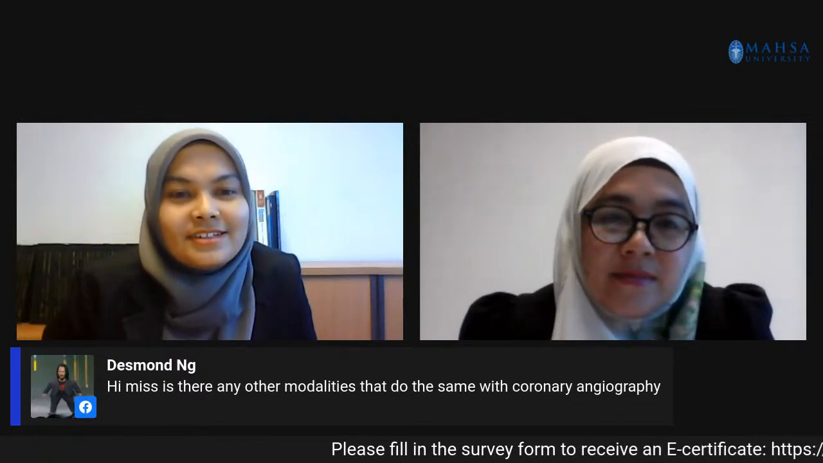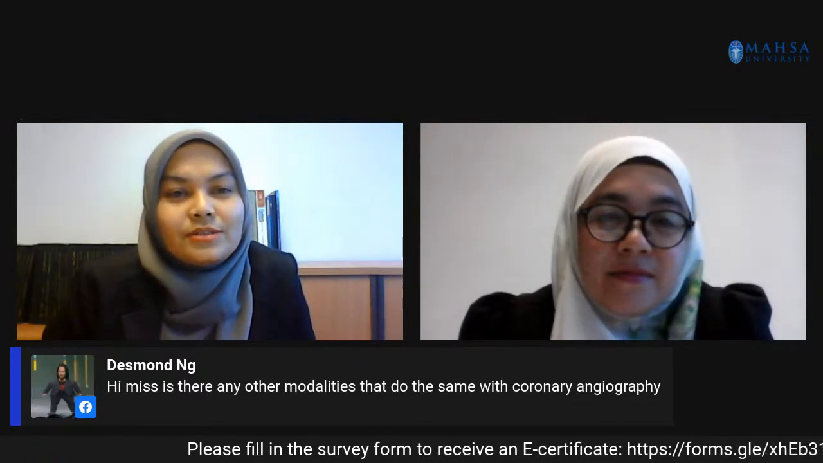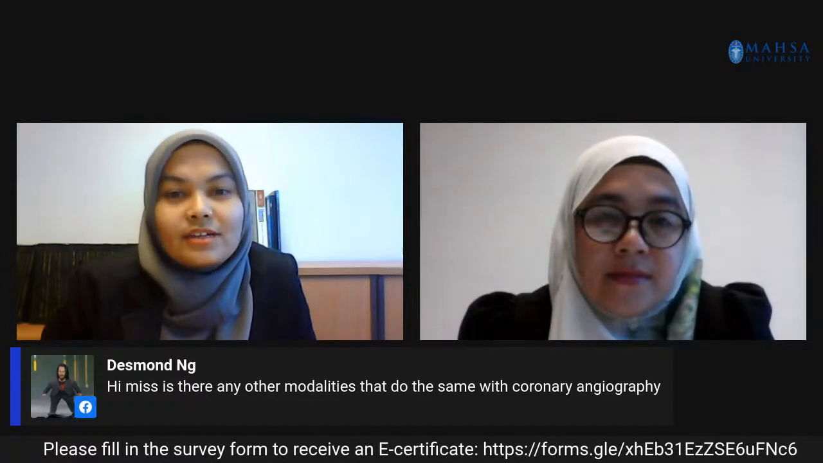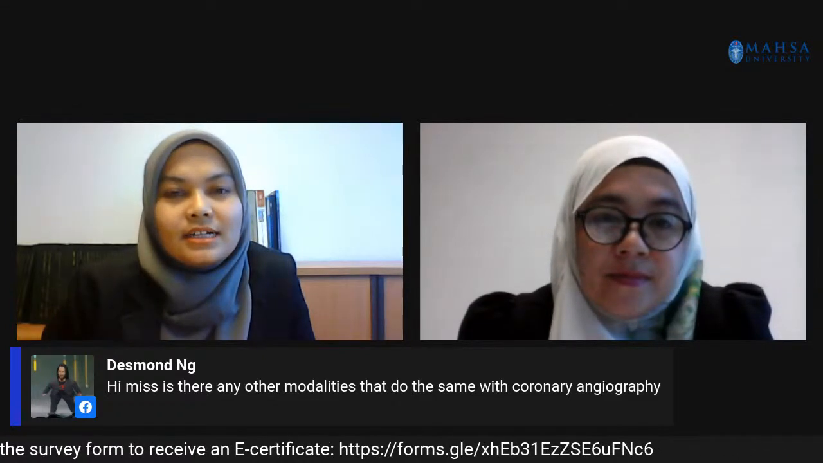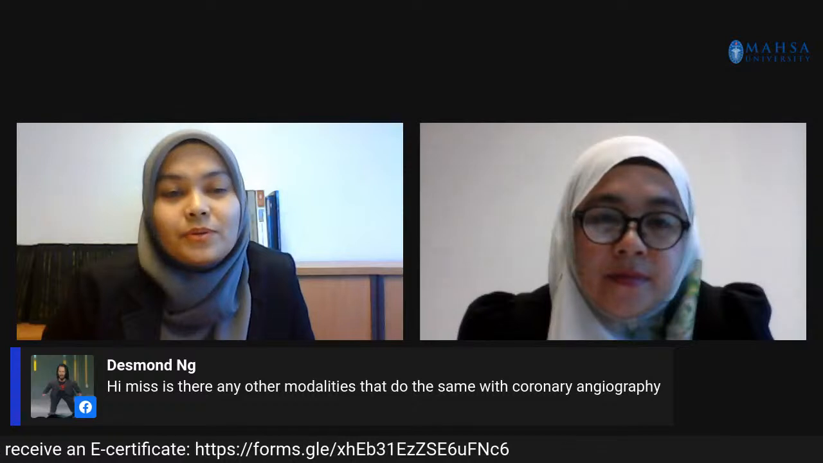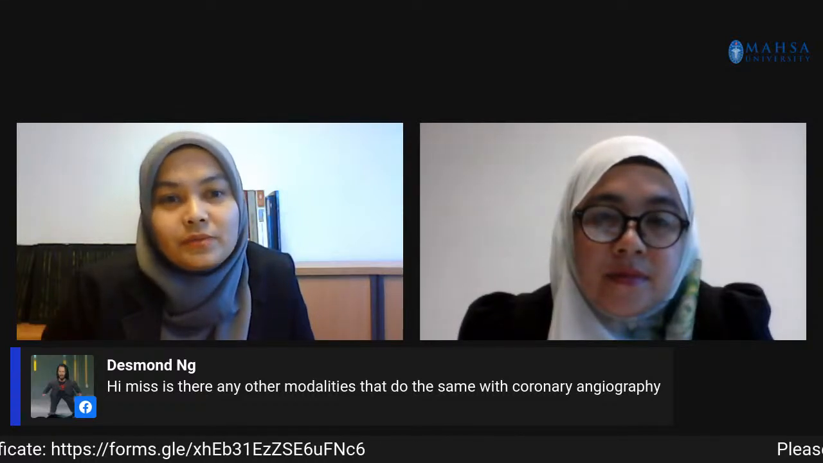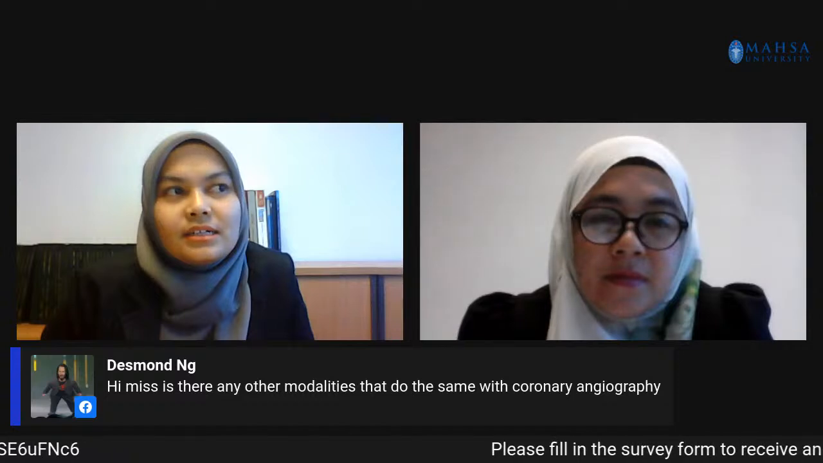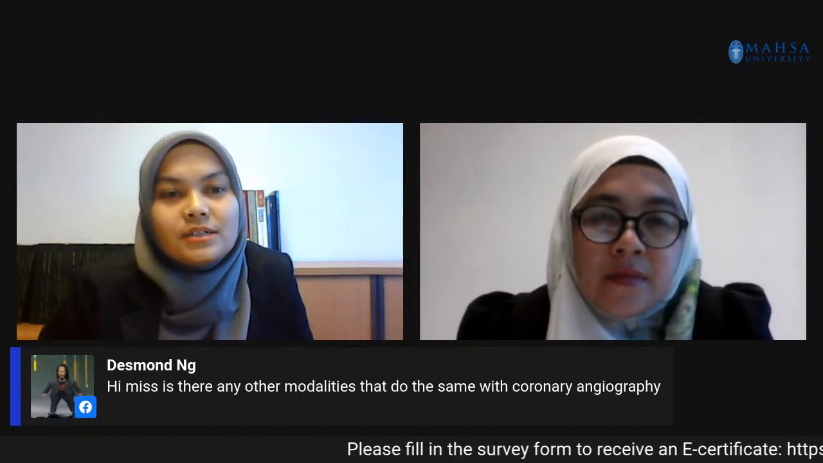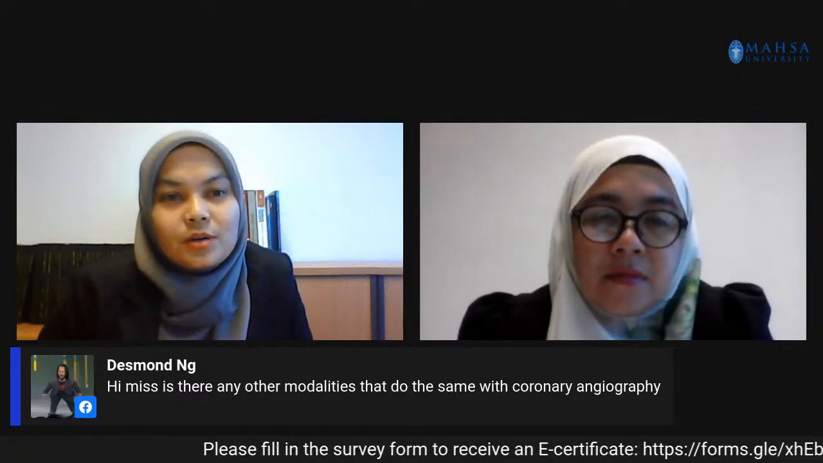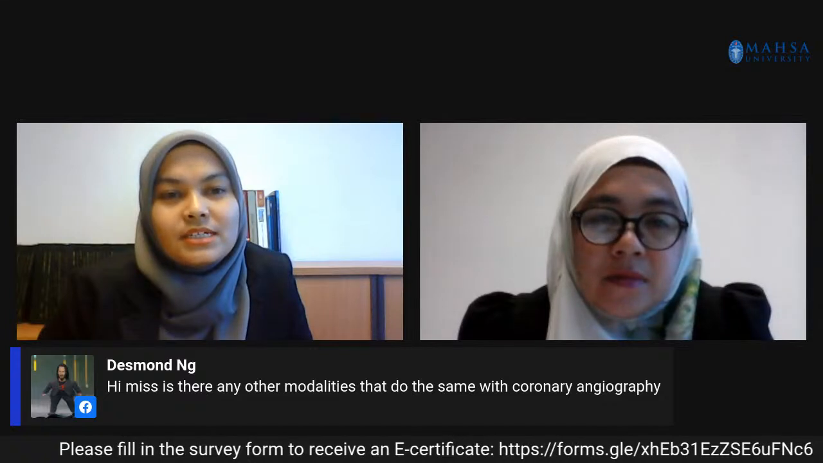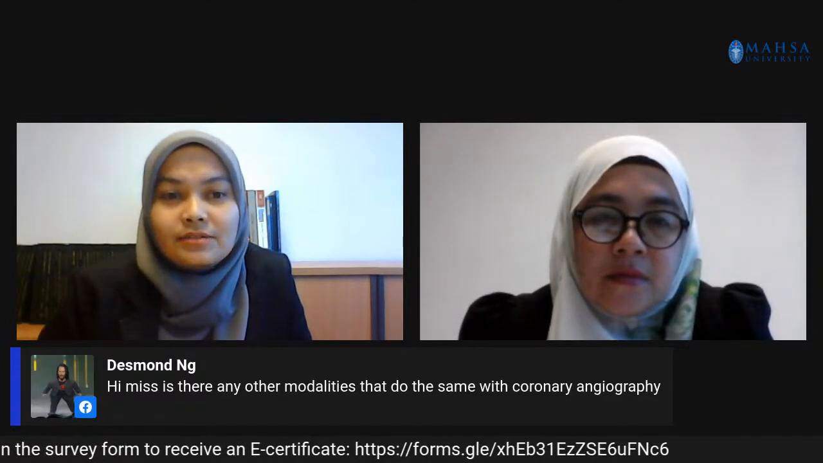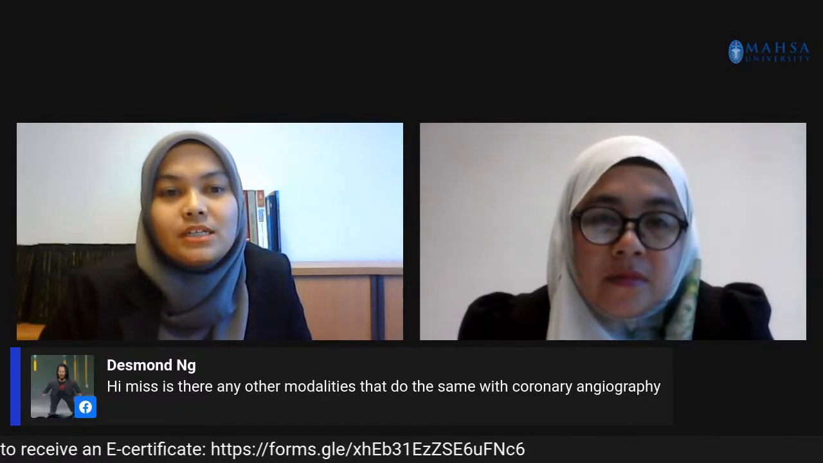Hi, Desmond. Throughout the slides, I also mentioned CTA. CTA is another modality that can also produce images of the blood vessel. But this one uses computed tomography rather than fluoroscopy. It produces high radiation, but produces the images within a short time.